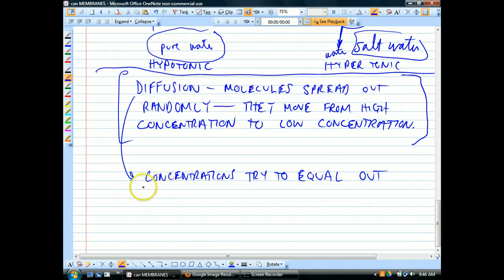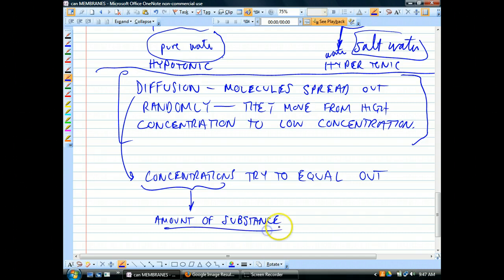What is concentration, by the way? I guess I should define that. Concentration is the amount of dissolved substance, or the amount of substance per volume, I should say. The amount of substance that you're talking about per some volume, like per liter, for example. A concentration would be like saying there's this many grams dissolved for every liter of the solution.